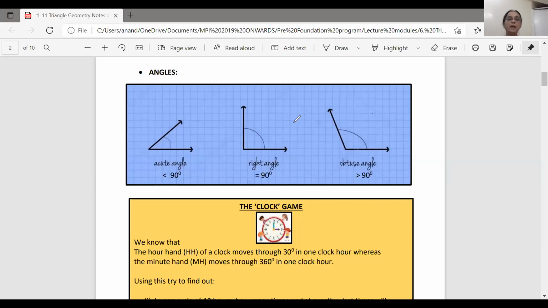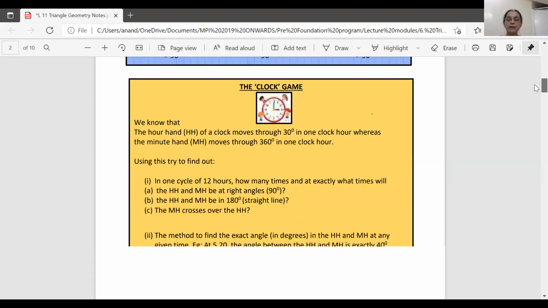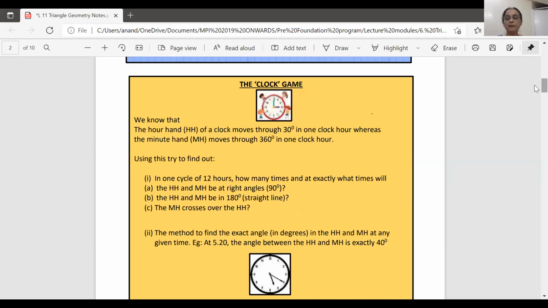So we know acute angle is less than 90, right angle is exactly 90, and obtuse angle is greater than 90 but less than 180. Now I'm going to give you one game which you have to develop yourself, because we don't have time to discuss this and develop this. But those who can work on this, they will have a fantastic game to play with their friends or with themselves or with parents.